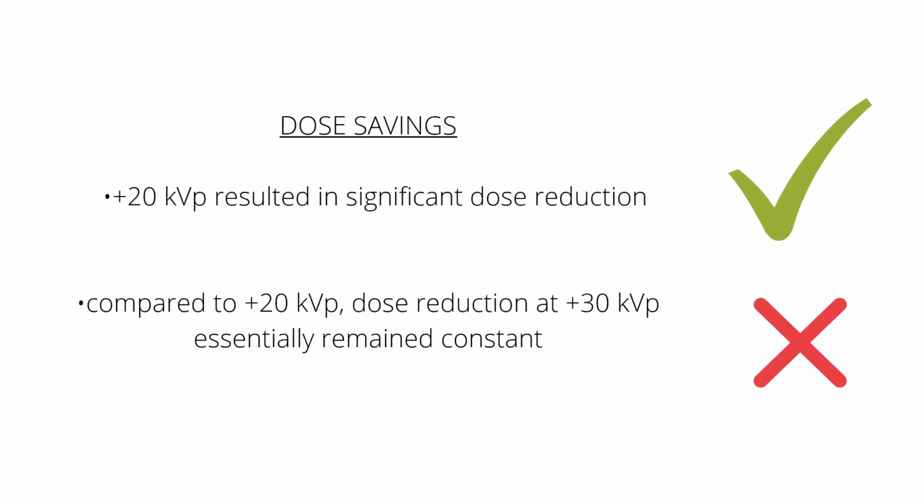So now let's look at the dose savings. Overall, the researchers found that increasing the kVp by 20 resulted in significant dose reduction. But when you looked at the data for increasing the kVp by 30, it wasn't all that different to increasing it by 20. So essentially, it remained constant.